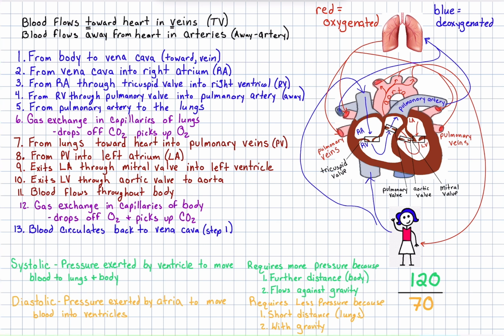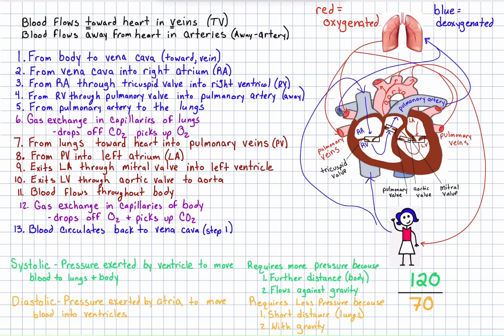After that, our deoxygenated blood goes back to the inferior vena cava and the superior vena cava, and the whole process starts again. The really amazing thing about this is that it takes about 20 seconds for the blood to complete this cycle. So starting from step 1 all the way through step 13 takes about 20 seconds for your blood to get all the way around your body.